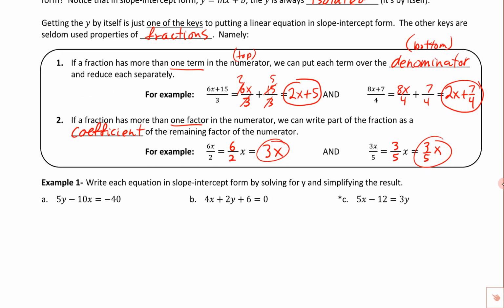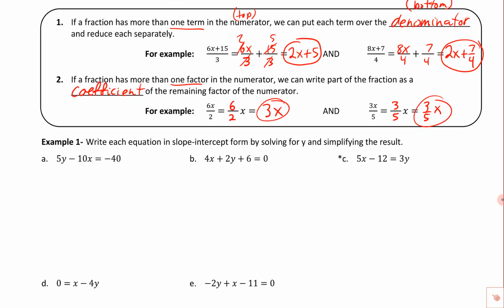So please make sure you keep those in mind and refer to those, because what we're going to be working on today is just writing each equation in slope-intercept form. So that means we're going to solve for y, and then we're going to simplify the result. So every single one of these has to look like this. It's got to be y equals a number times x plus or minus a number on the end. And of course, this is the slope and that's the y-intercept.